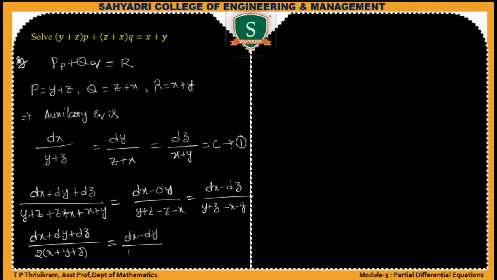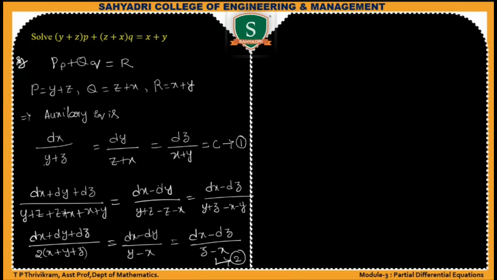Z gets cancelled, y minus x, is equal to dx minus dz divided by z minus x. Okay, so now instead of taking equation 1, I will take this as equation 2.